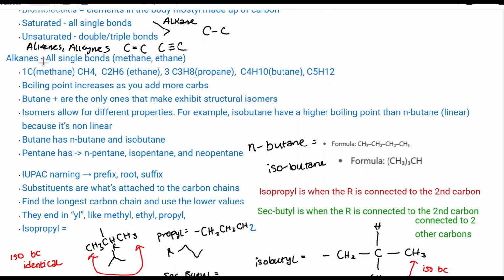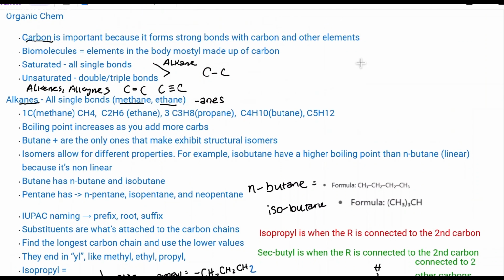Now, alkanes. Like I said earlier, they're all single bonds, so they're saturated. Examples are methane, ethane, and propane. The diagnostic feature of alkanes is that they end in -ane, like the name alkanes. And the name is also determined by the number of carbons they have: meth, eth, prop.